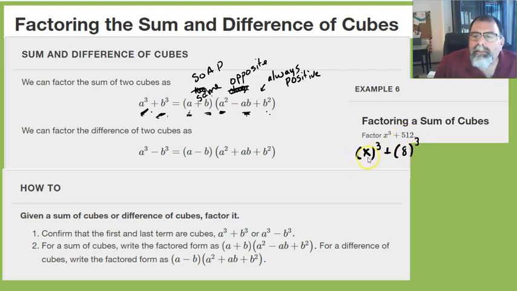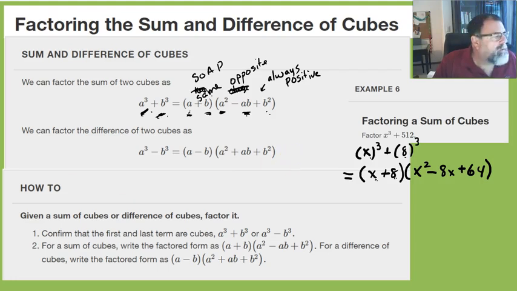Okay, so A is going to be x and B is going to be 8. And so when I do this, I'm going to take x and 8. I'm going to square the first one, so x squared, multiply them together, so that's 8x, and then square the last one. And then the signs, I'm going to do the SOAP. Same as the problem, opposite, always positive. And I'm done. And if you FOIL this out, you'll see that it works. That's a check. All right, let's move on to number 7.